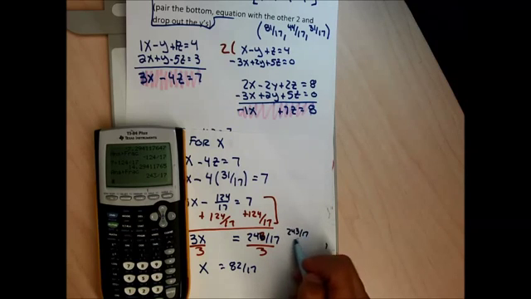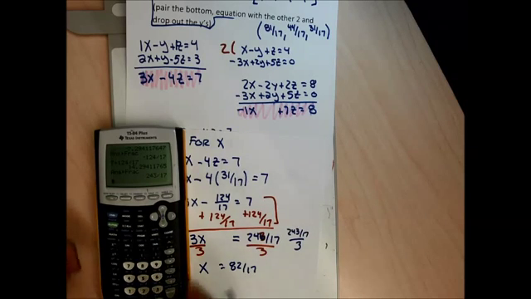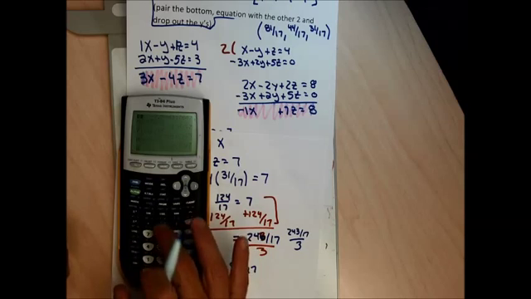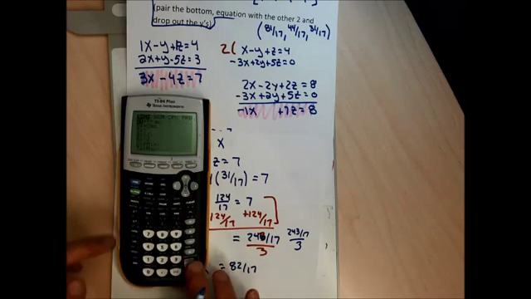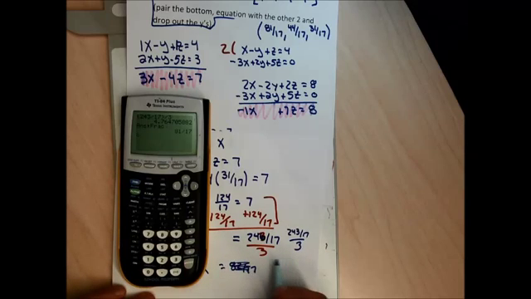243 over 17 divided by 3. Now let me do that to clean it up. So 243 divided by 17 divided by 3. Math, enter, enter, and I get 81 over 17.